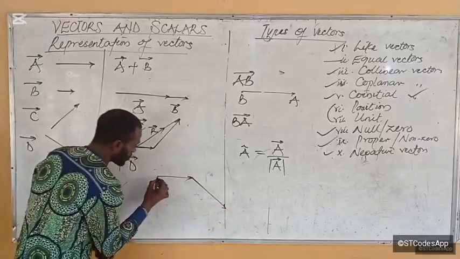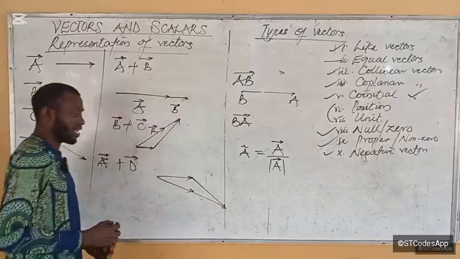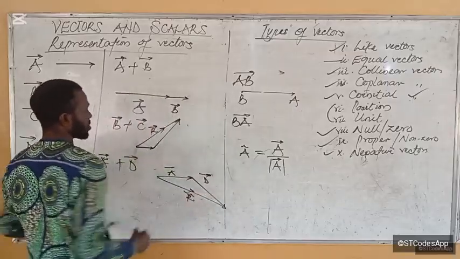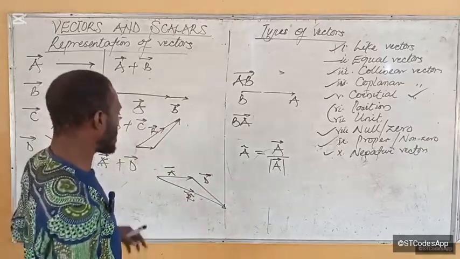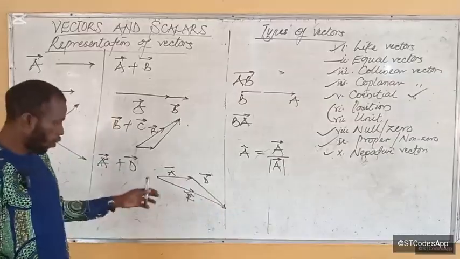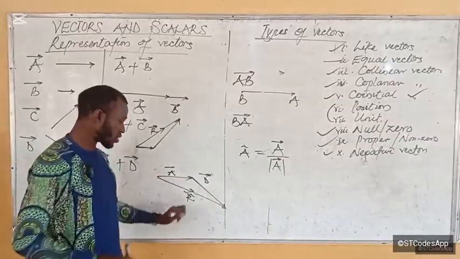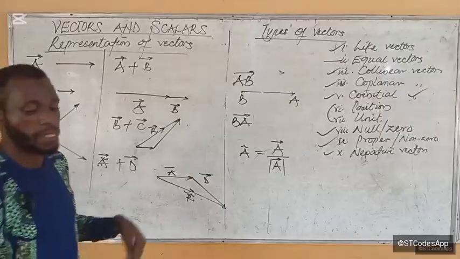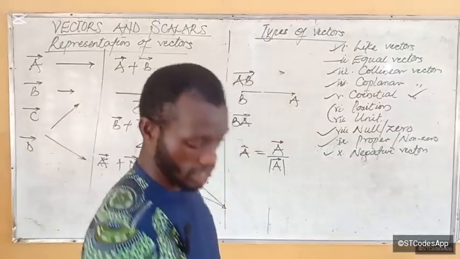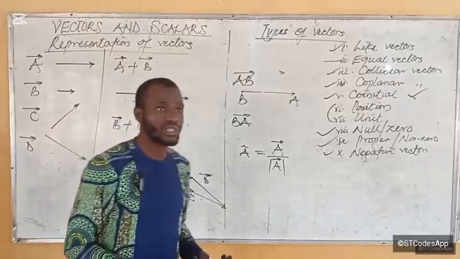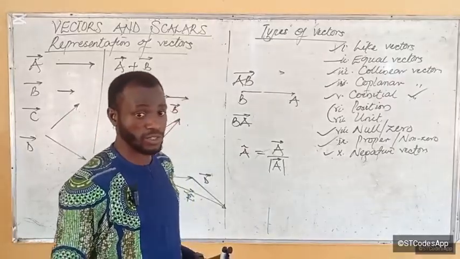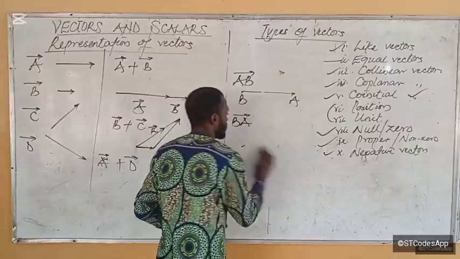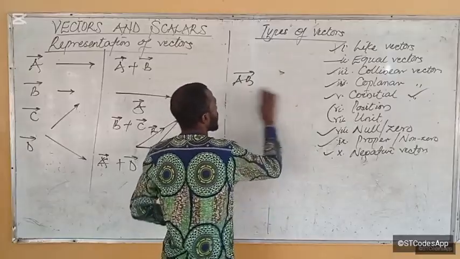Then where will be the resultant? The resultant will be here. Is it clear? So this is vector A, this is vector D, and this is the resultant vector. The resultant vector is the vector sum of the two vectors. Now how do we take vector sums? This will lead us into first finding the magnitude of vectors and then resolving vectors.